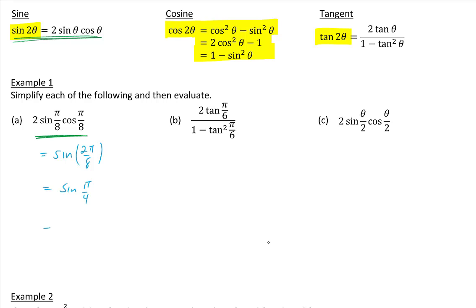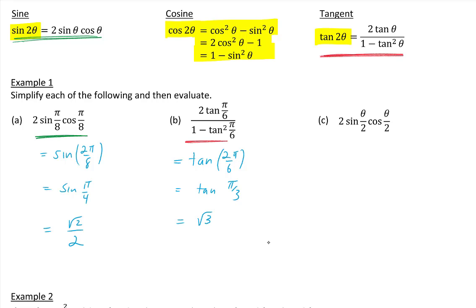And with our special triangles, we note that the sine of pi over 4 is 1 over root 2, or root 2 over 2. B looks like the double angle formula for tangent, so therefore this equals the tan of 2 times pi over 6, which is the tan of pi over 3. And using again our special triangles, tan of pi over 3 is root 3 over 1, or root 3.